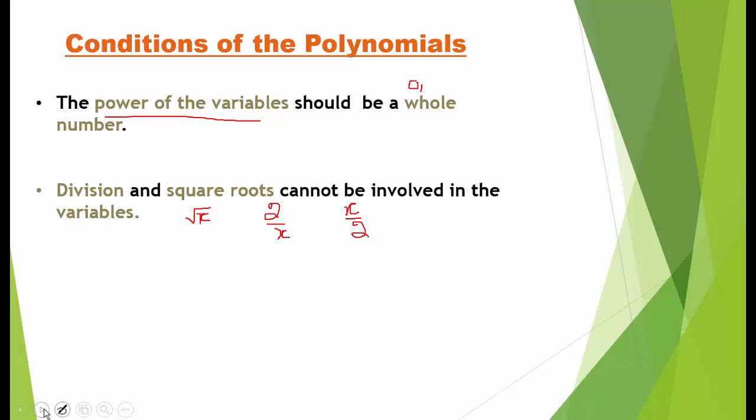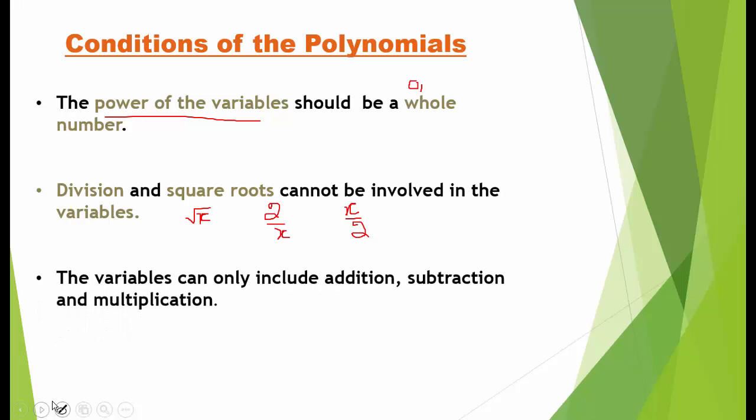Now the third condition is that the variable can only be included in addition, subtraction and multiplication. Again, this can't be in division form like this. This is not a polynomial.